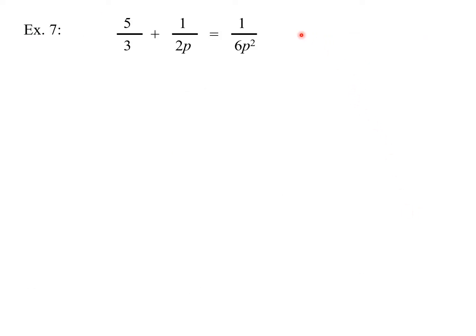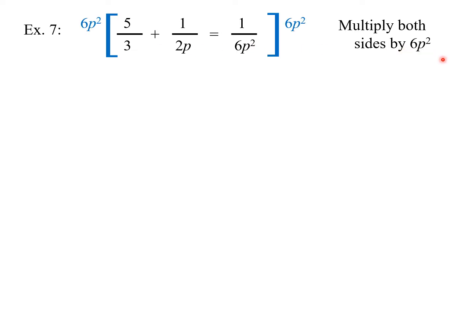Okay, next. What am I going to multiply both sides by? What is the least common denominator of this expression? Pause. Try to figure it out. Well, the least common multiple of 2 and 3 is 6, and the least common multiple of p and p squared is p squared. So the least common denominator of all those terms is 6p squared. So that's what I'm going to multiply by.